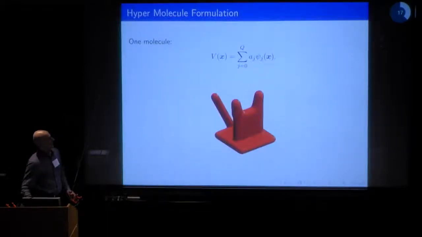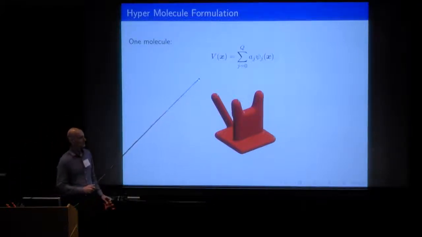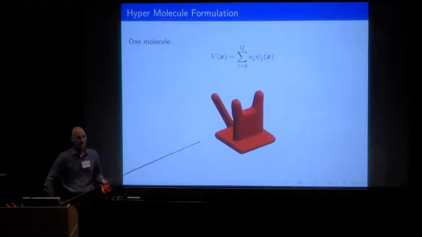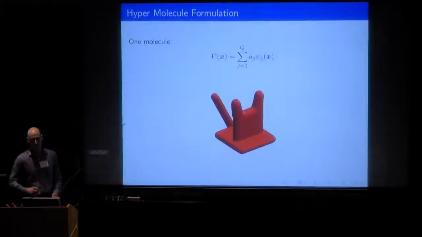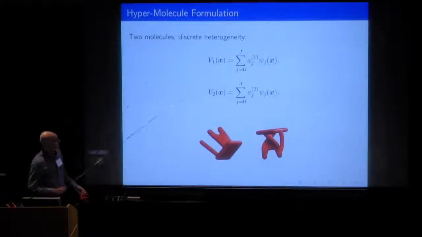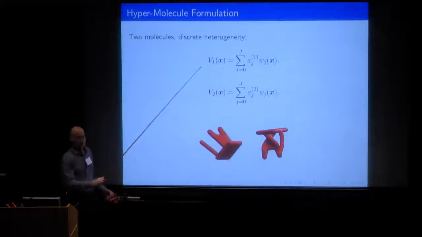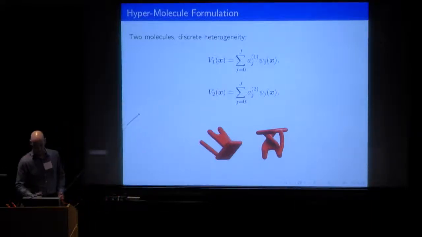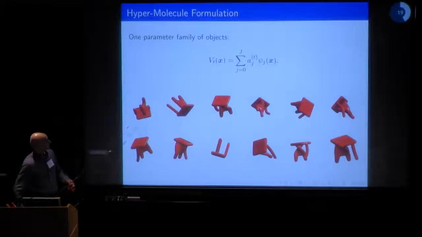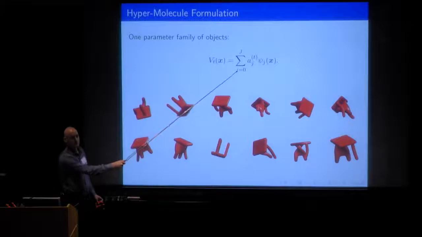So back to this. We have some kind of a representation of our object as a linear combination of basis functions or as these points on these grids. And again, if we have two objects, then we just have these two different sums. Each one of these sums represents one of the objects. And if we have this family of objects, then each of them has its own different sum.